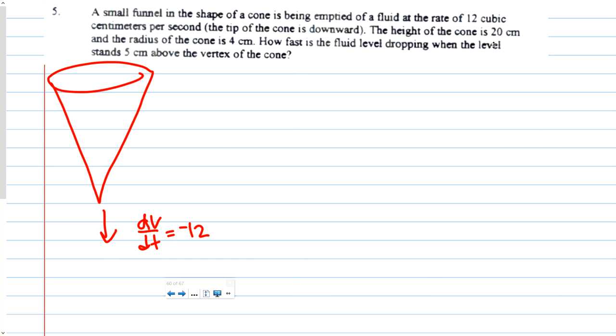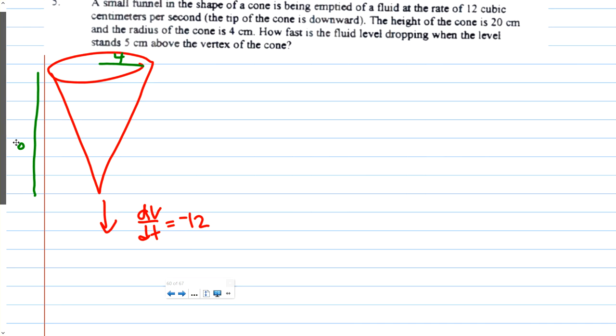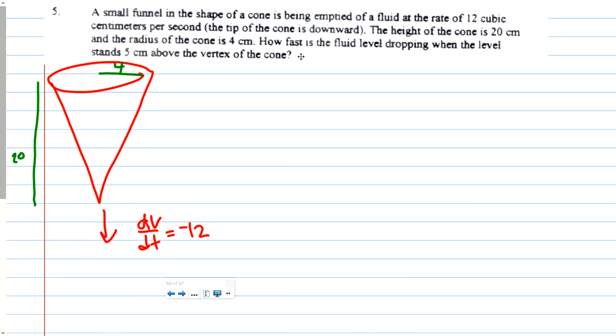The height of the cone is 20 centimeters, and the radius of the cone is 4. So what I have is this is 4, and this is 20. Then the question is, how fast is the fluid level dropping when the level stands 5 centimeters above the vertex of the cone? Wait, is there any other information I need here? 12, 24. Okay. How fast is the fluid level dropping?